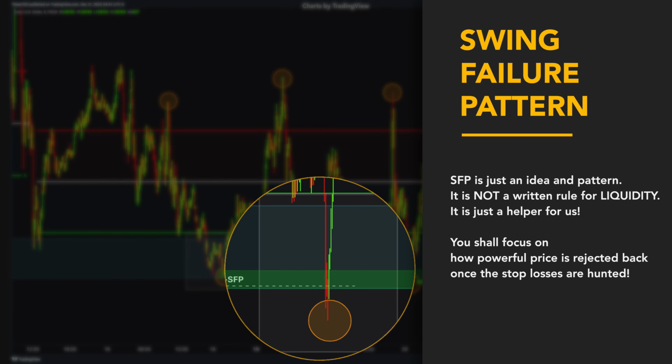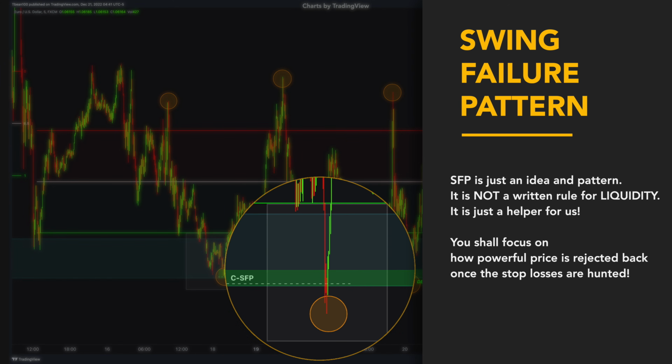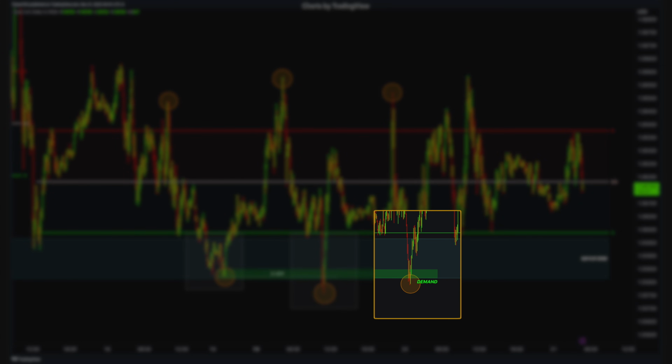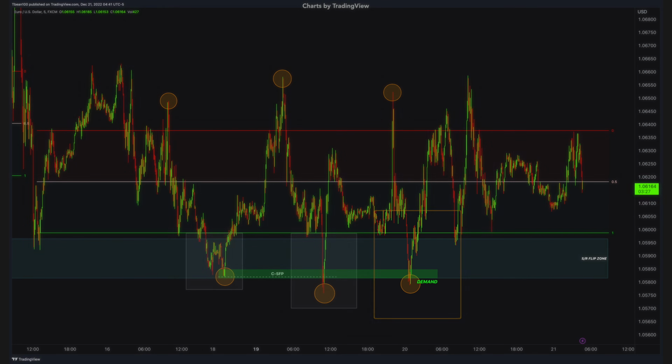In this case, you can easily see how powerful the rejection is. It just grabs the liquidity and moves back into range very quickly. This is a proper liquidity sweep for me. Now let's go down to 1 minute in this demand area and try to scalp this chart as much as possible.